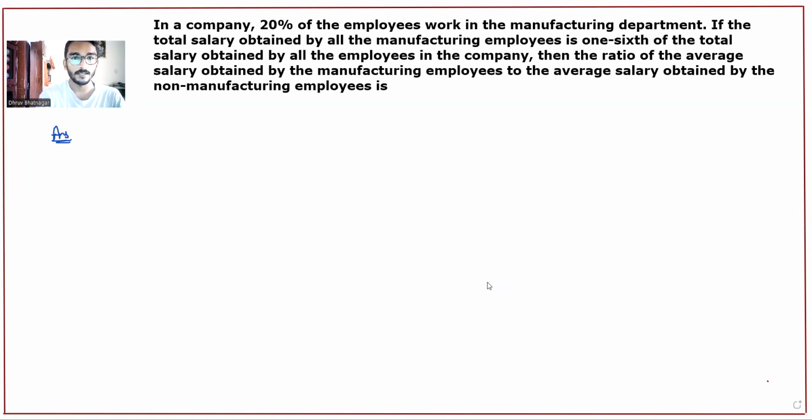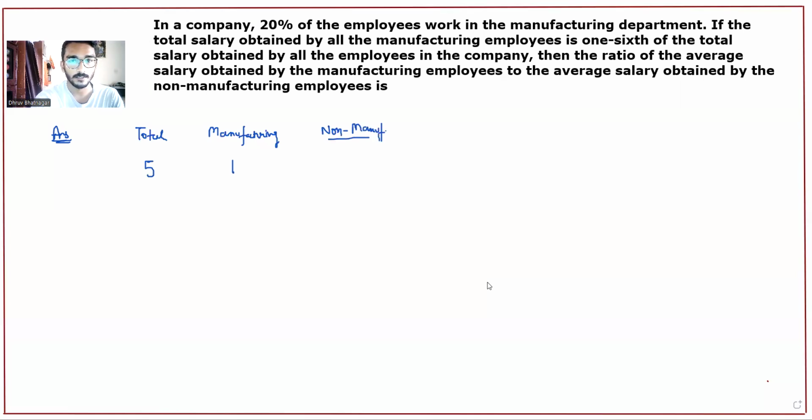Let's start. In a company, 20% of the employees work in the manufacturing department. So if I assume that total employees are 5x, or I can assume 5, it doesn't matter. If total employees are 5, in manufacturing, there is only one employee. 20% of 5 is 1. In the non-manufacturing, it would be 4.